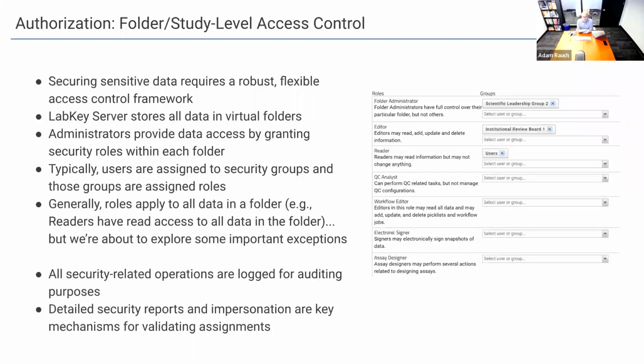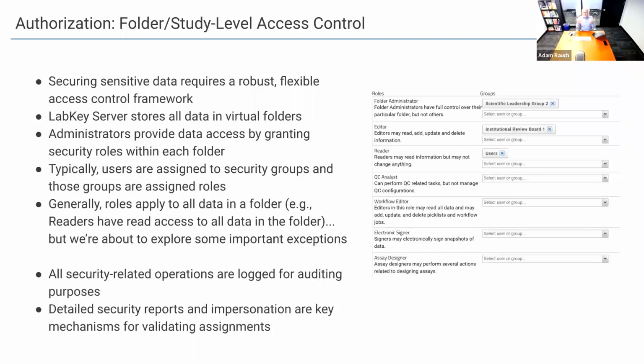So those top three roles are fairly general purpose roles. It should be fairly obvious what kinds of permissions those roles assign to the users who are part of those groups. And then there are also, within LabKey, some more specialized roles, like you're seeing here, QC analyst and electronic signer. We'll be looking in a moment at PHI reader roles, which are very important to HIPAA compliance.